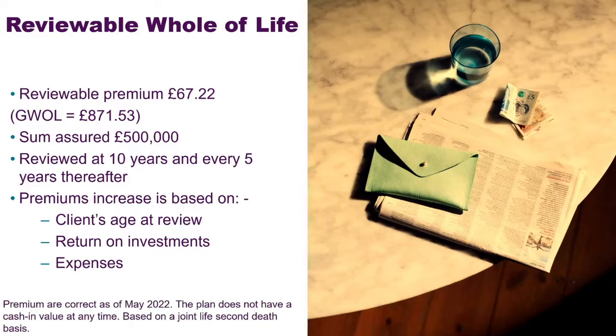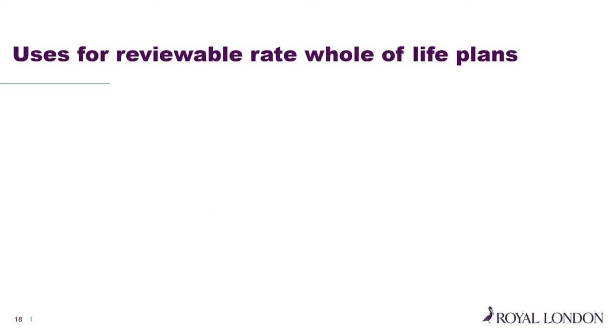Now, I mentioned reviewable whole of life, and I say we offer it here as well at Royal London, and the obvious attraction is the cost. If Bob and Maureen bought a reviewable premium whole of life policy, it would actually cost them £67.22 as opposed to £871.53 for the guaranteed. Well, of course, that premium will go up in 10 years and every 5 years thereafter, mainly due to your age.